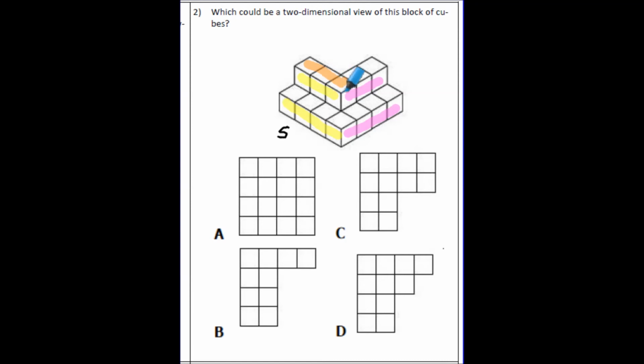Looking at the top view, I have a little L shape, and then I have a bigger L shape, so I have a 3 by 3 L shape, and then I have a 4 by 4 L shape that would give me my top view, and I see that in answer choice C. I have a 3 by 3 elbow shape and then a 4 by 4 elbow shape, and C is the top view of the figure. So C is the correct answer.